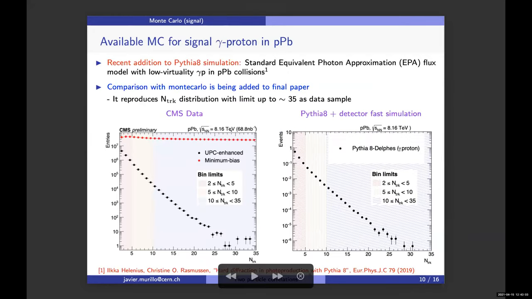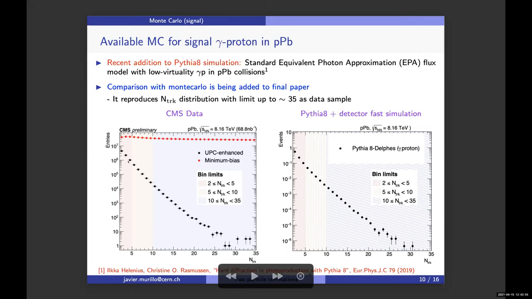Slide 10, so here I'll talk a little bit about the Monte Carlo reference. This was provided by the Pythia authors recently, I think from November last year, and we started comparing our results with this Monte Carlo. This is using the same strategy as mentioned in the previous talk, on the electron-photon approximation and the use of these Bessel functions. So this generates this low-virtuality gamma-proton in proton-lead. One can decide the size of the Z number that corresponds to the lead nucleus.